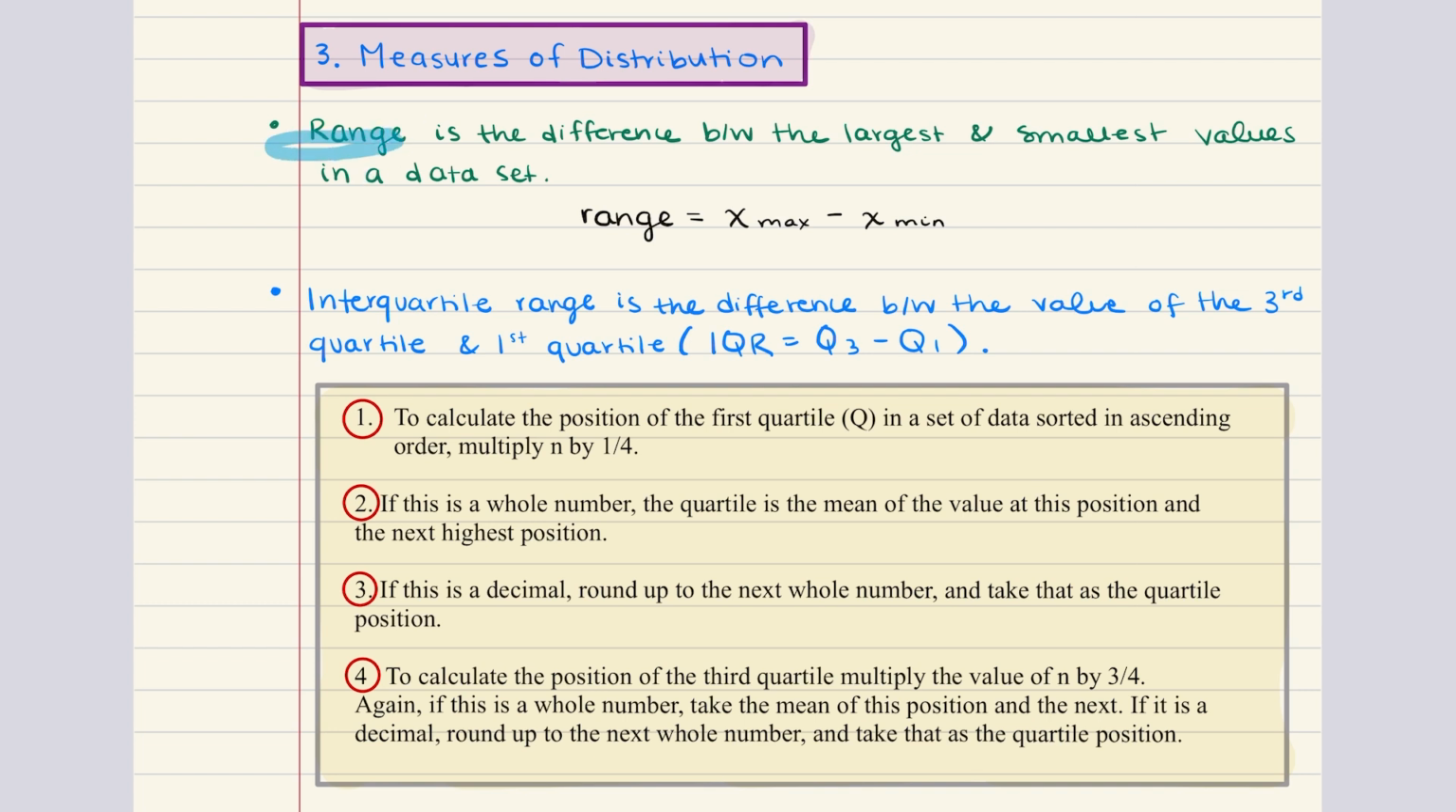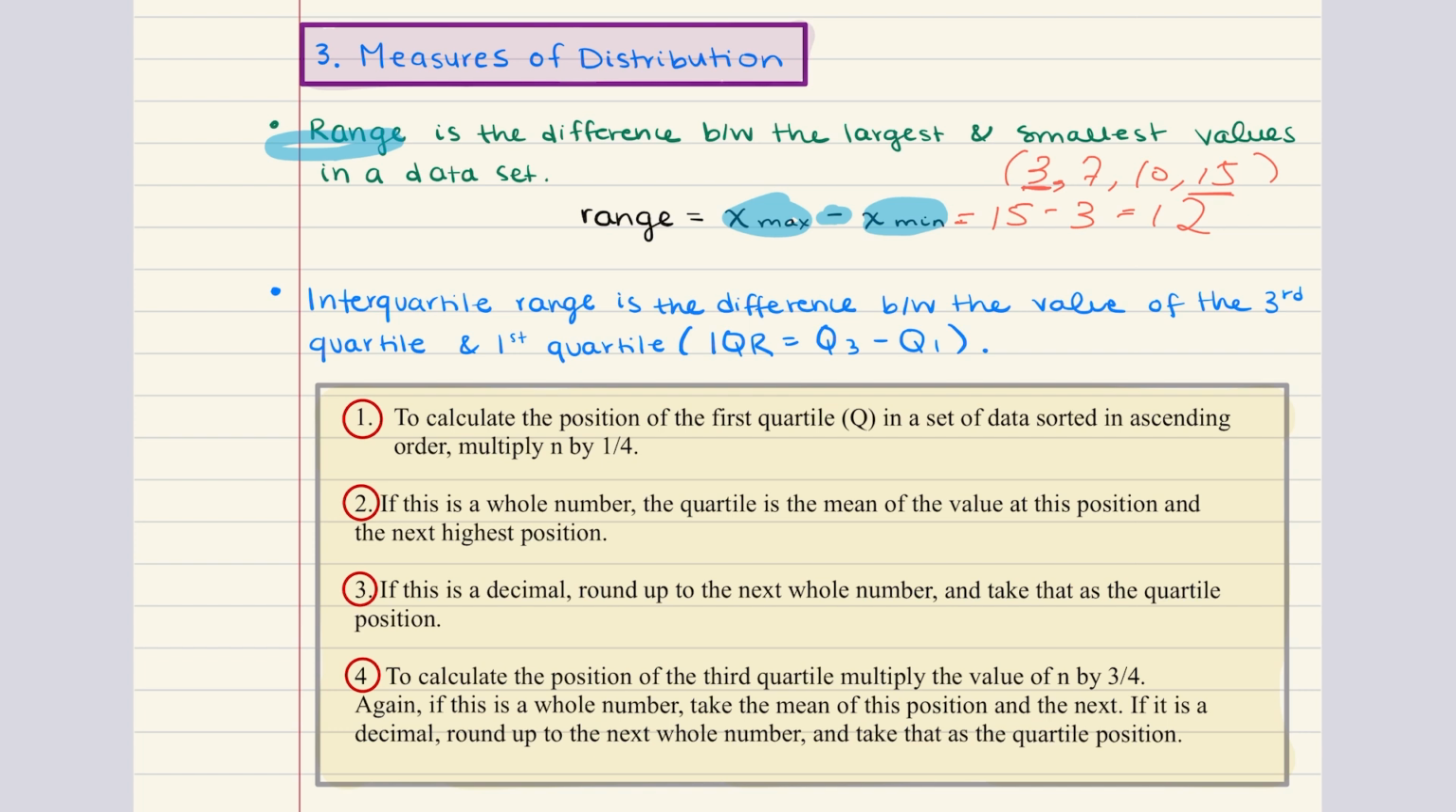This is the simplest measure of distribution, and it's calculated as the difference between the largest value and the smallest value in a data set. So let's say that we have this data set with the following numbers: 3, 7, 10, and 15. 15 is the largest value, and 3 is the smallest value. So our range is going to be 15 minus 3, and that's equal to 12.